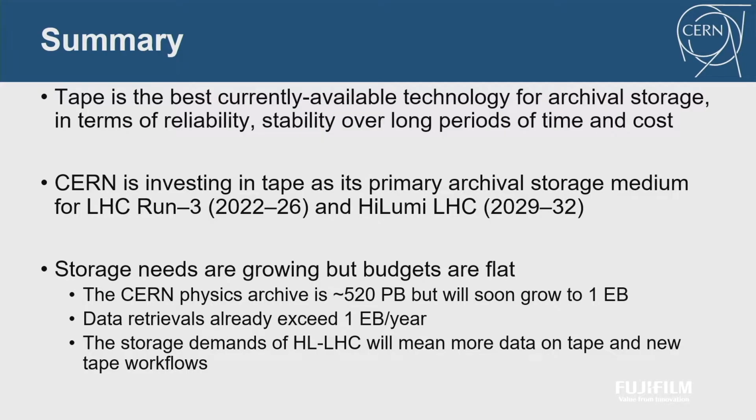So in summary, as I said, tape is strategic for CERN, and it is because it's right now the best currently available archive storage device in terms of cost, reliability, and stability over long-term periods. CERN is investing in tape for the current run, LHC Run 3, but also for the high luminosity LHC up to 2030. Storage needs are growing, but the budgets are kind of flat.